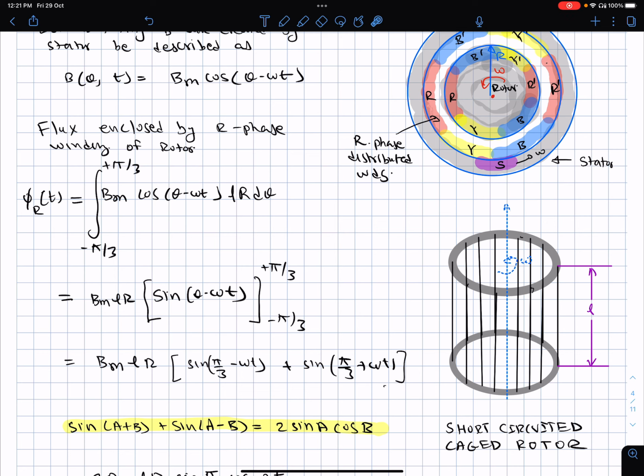Rotor construction is very simple. You just have bars like this and a cage rotor like this, and you just short circuit them. So if you short circuit R, short circuit Y, and short circuit B, then you can just put all of them together and short circuit it. There is no need to keep that separate distinction, though for analysis we still need it.